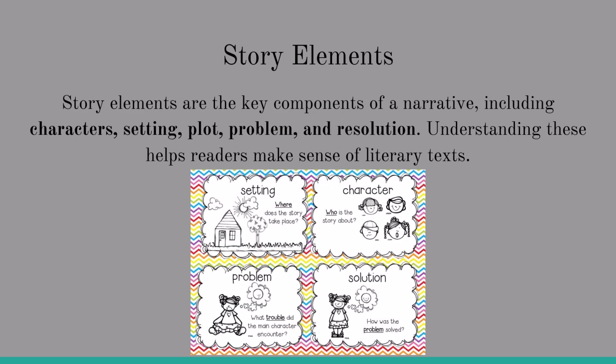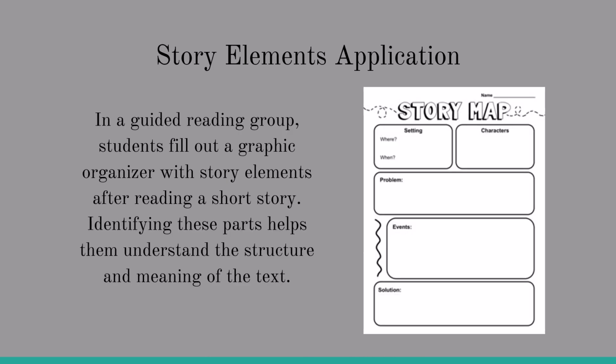Story elements. Story elements are the key components of a narrative, including character, setting, plot, problem, and resolution. This helps readers make sense of literary text. So an example of this being applied in a classroom could be a story map. In a guided reading group, students fill out a graphic organizer with story elements after reading a short story. Identifying these parts can help them understand the structure and meaning of the text and how it all falls together.